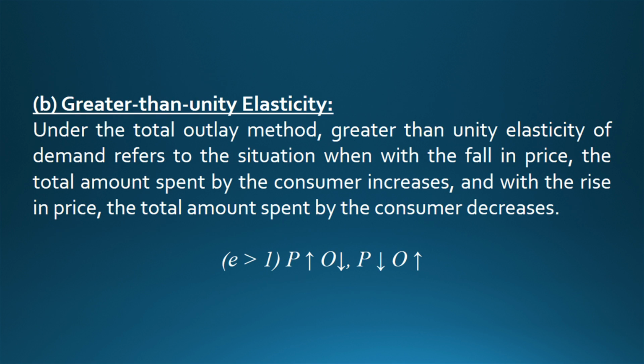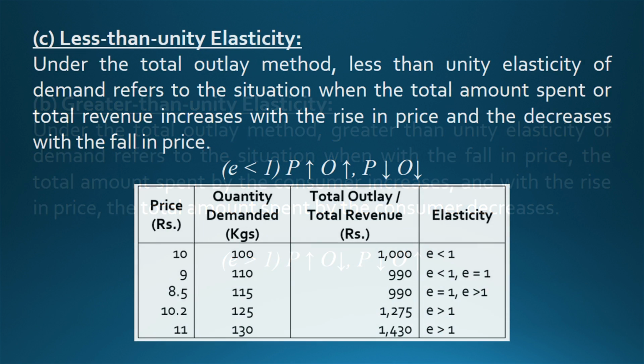B. Greater than unity elasticity. Under the total outlay method, greater than unity elasticity of demand refers to the situation when, with the fall in price, the total amount spent by the consumer increases, and with the rise in price, the total amount spent by the consumer decreases. E greater than unity, P up, O down. P down, O up.